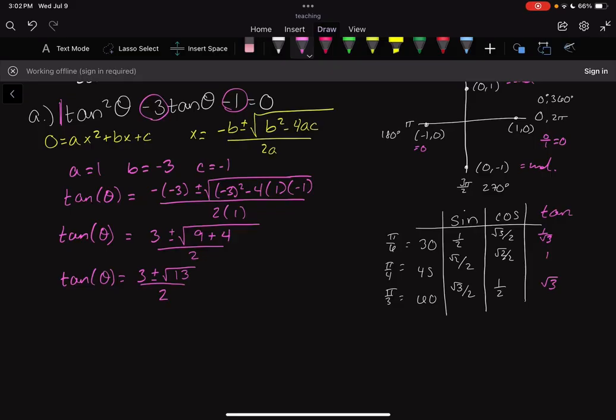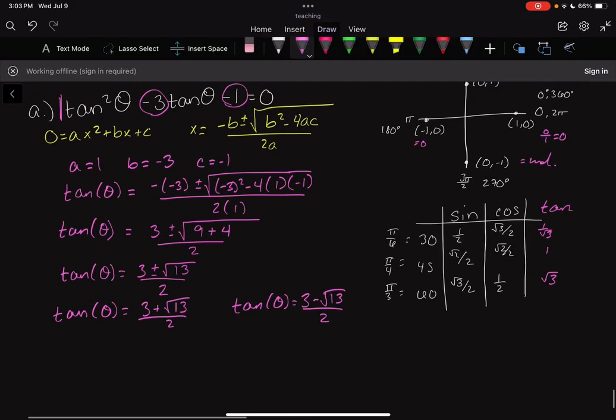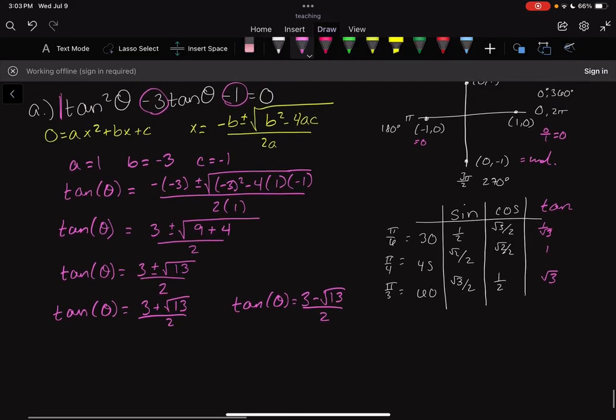At this point, I can split this up into two equations. I have tangent theta equals plus 1, and I have tangent theta equals minus 1. To do this one, you'll actually need the general form of tangent. I gave that in 4.2, and it's only because we have to use the calculator. So that's why I don't really like to do ones like this on the test.